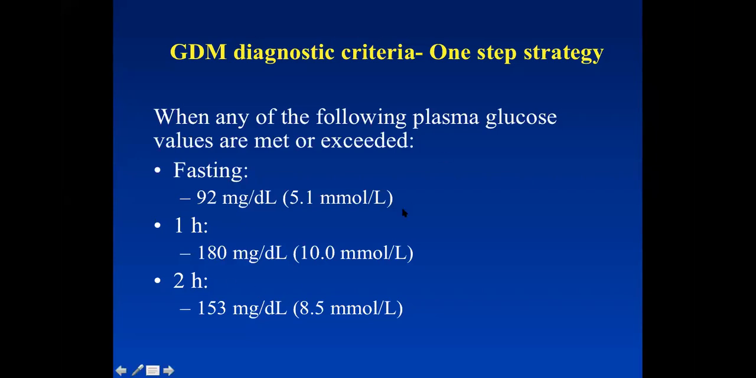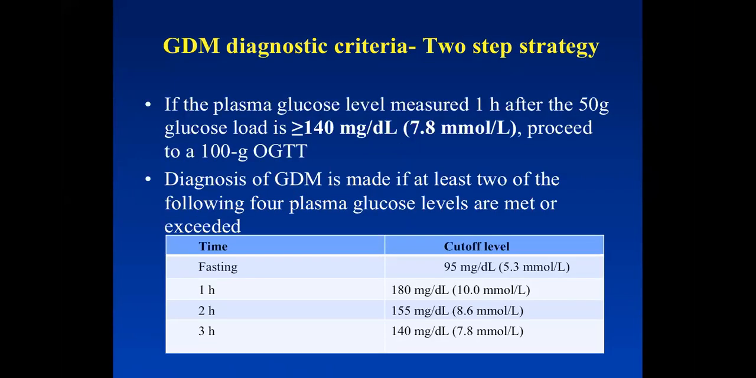These are the cutoff points we use to diagnose gestational diabetes. If any of these levels are beyond these cutoffs, you diagnose gestational diabetes mellitus. In the two-step strategy, now you know pregnancy is a very difficult thing. You get a lot of nausea, vomiting, even reflux, so it's not easy to drink this glucose load, and it's not easy for them to fast even.